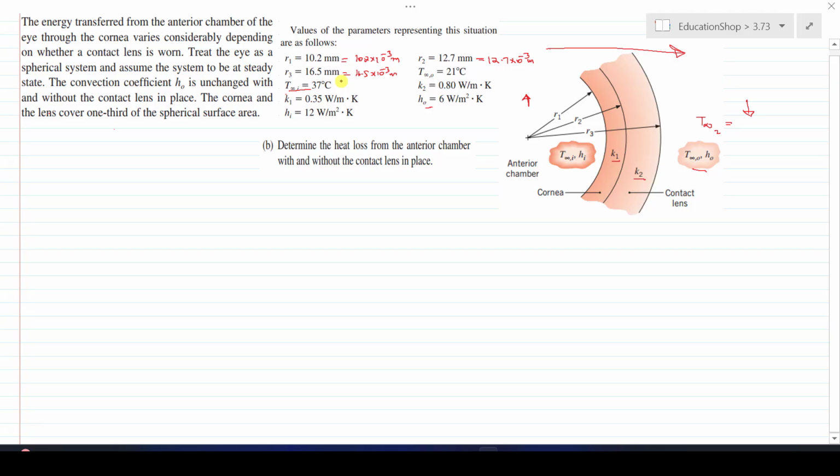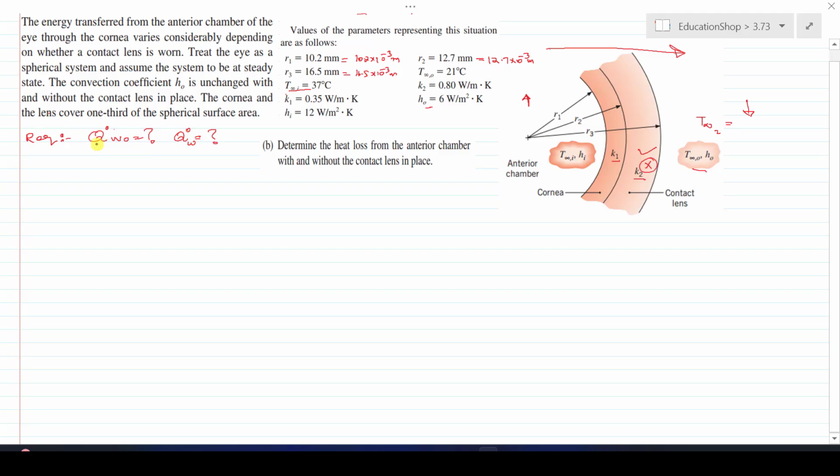Based on these parameters, we need to calculate the amount of heat transfer from the anterior chamber of the eye when there is no lens provided and when there is a lens provided. These are the data that are provided. Now what we need to find: the amount of heat transfer without the contact lens, and the amount of heat transfer with the contact lens.